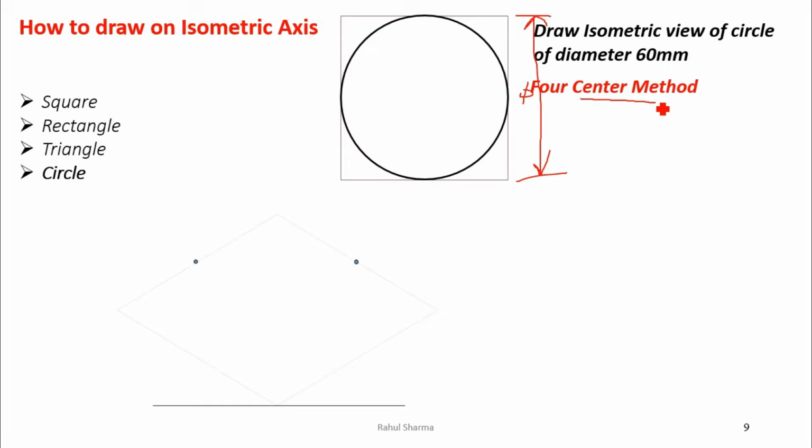First we will draw the square in the isometric axis, then we will find out the midpoint of the 4 sides. This was the same square of 50 side or 60 side, so the diameter is 60, it means we will take a 60 side of this square. Midpoint of 4 sides, let's say I have taken A, B, C, D, the midpoint of all these 4 sides.